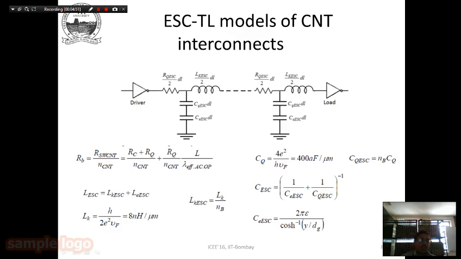It can be seen that the electrostatic capacitance and the quantum capacitance are put in series. In the circuit diagram, we have a CMOS inverter as a driver and a load, and we have the distributed resistance, which is divided by 2 among the 2 contacts in the bundle, and we are also dividing the kinetic inductance by 2 for the bundle.